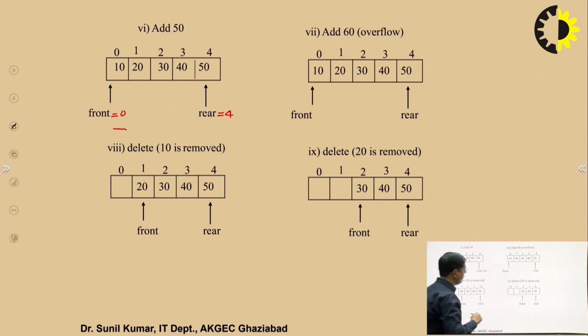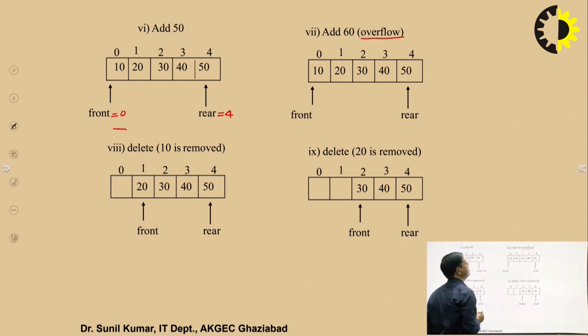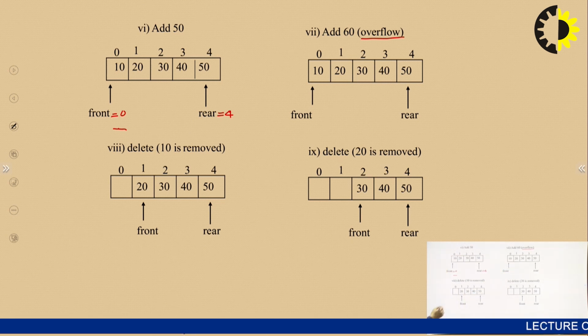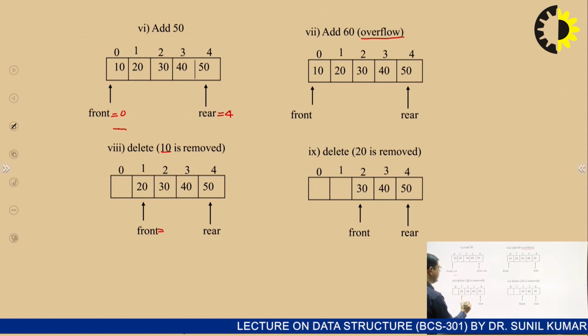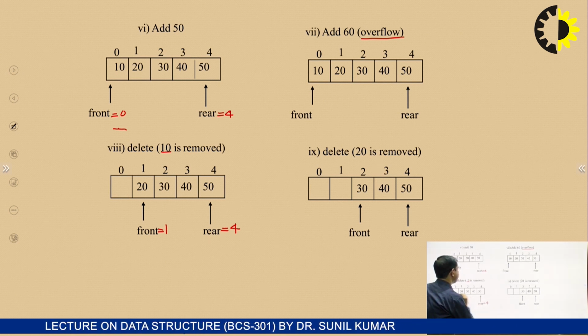Again, for example, we are trying to add one more value, that is 60, but that cannot be added because this is the condition of overflow, because rear equal to size minus 1. Now suppose in the given array we are trying to delete, and first of all 10 will be deleted. Then after deletion of 10, front will be incremented by 1, that is 1, and rear will stay the same, that is 4.